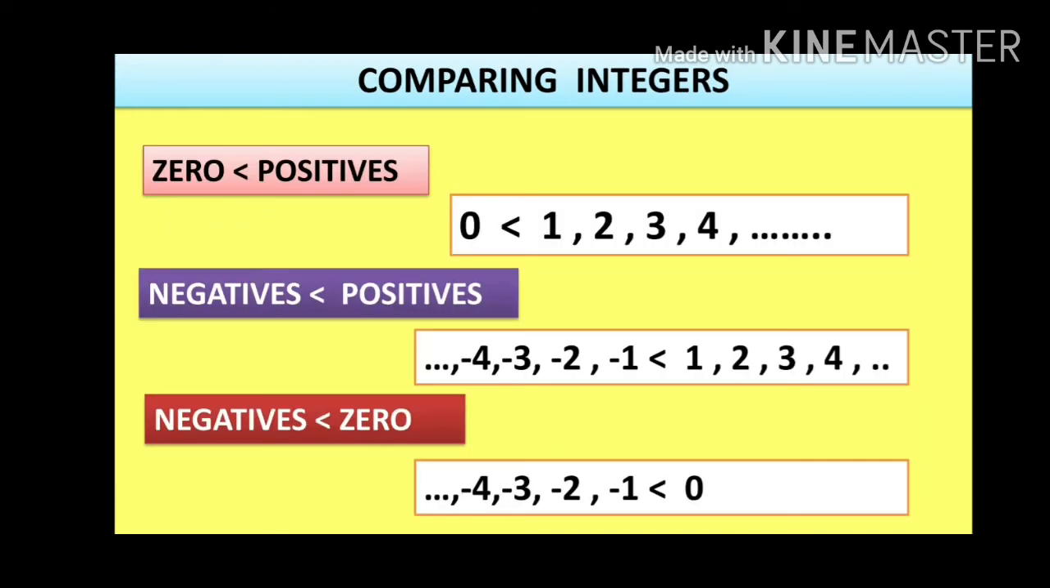So from here we can see 0 is less than all the positives. Negatives are less than all the positives. Negatives are less than 0 also. So here you can see 0 is less than all the positives, 1, 2, 3, 4, whatever. And all the negatives, minus 4, minus 3, minus 2, minus 1 are all less than 1, 2, 3, 4 and so on. And the last one here, negatives are less than 0, or you can say 0 is greater than negatives. So minus 4, minus 3, minus 2, minus 1 are all less than 0.